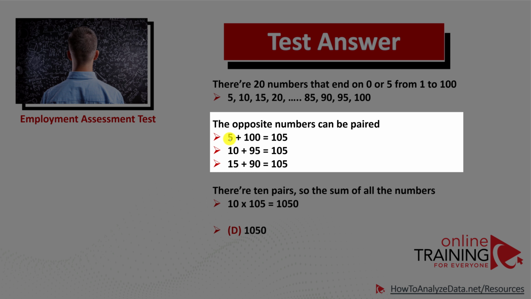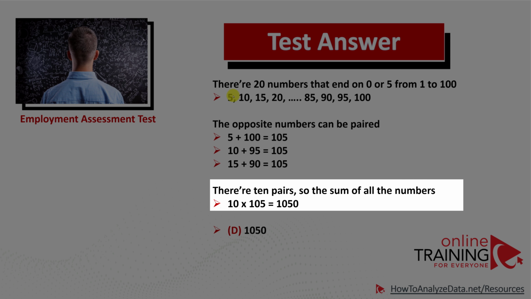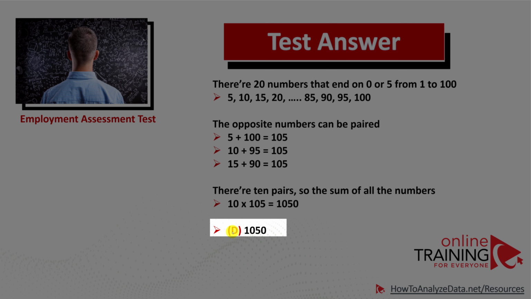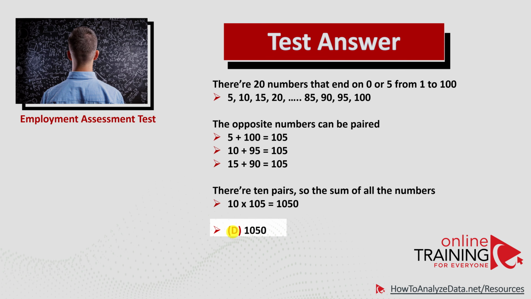For example, 5 plus 100 is equal to 105. 10 plus 95 equals 105. 15 plus 90, same thing, 105. So there are 10 pairs because there are a total of 20 numbers. When the value for each pair equals 105 and you multiply by 10, which is the number of pairs, you will get the end result of 1050. So the correct choice here is choice D, 1050. Hopefully you've nailed this question and now know how to solve these types of questions in the test.